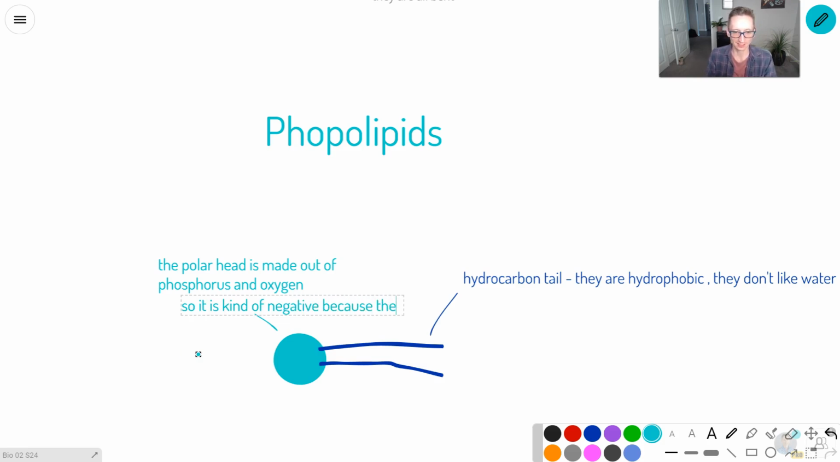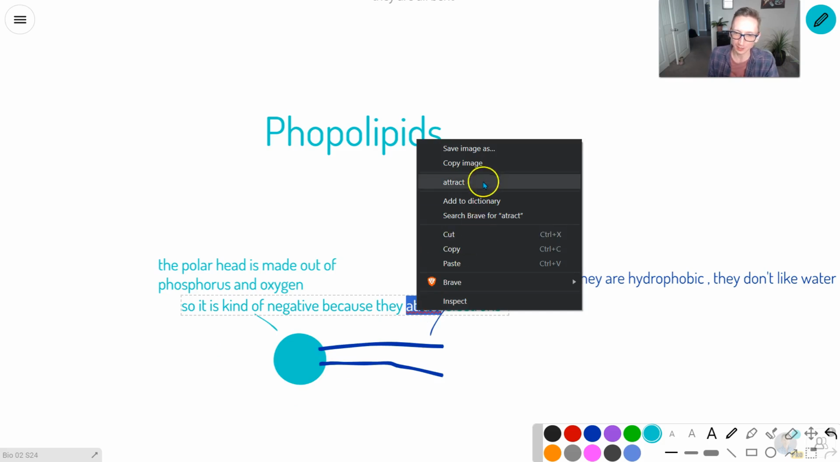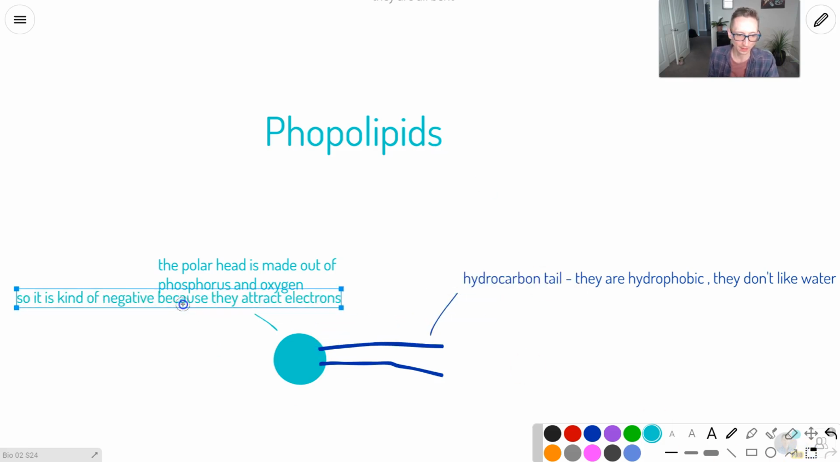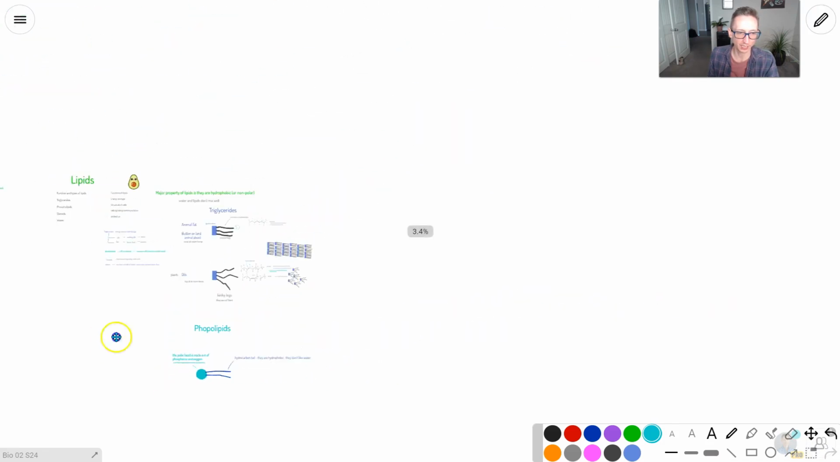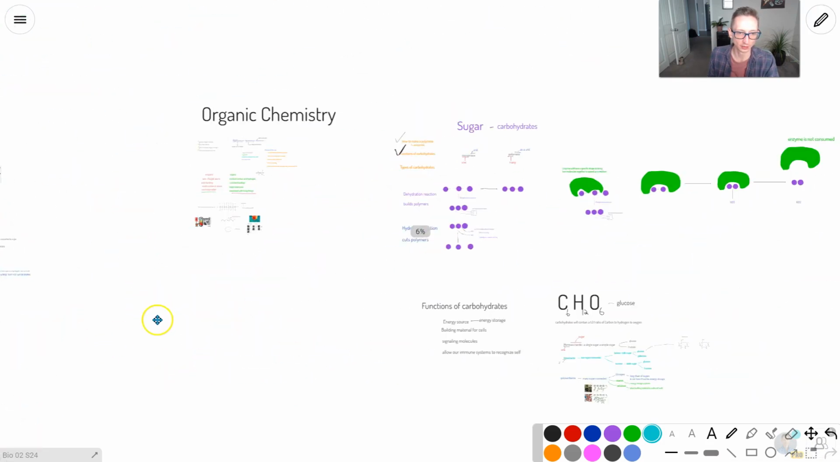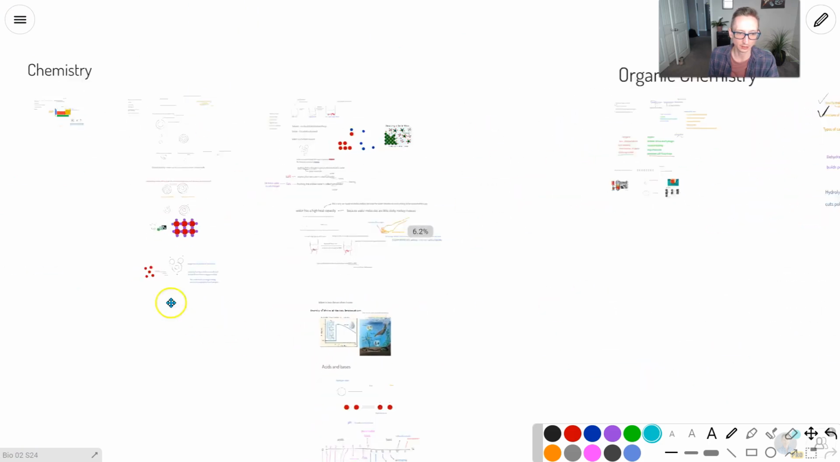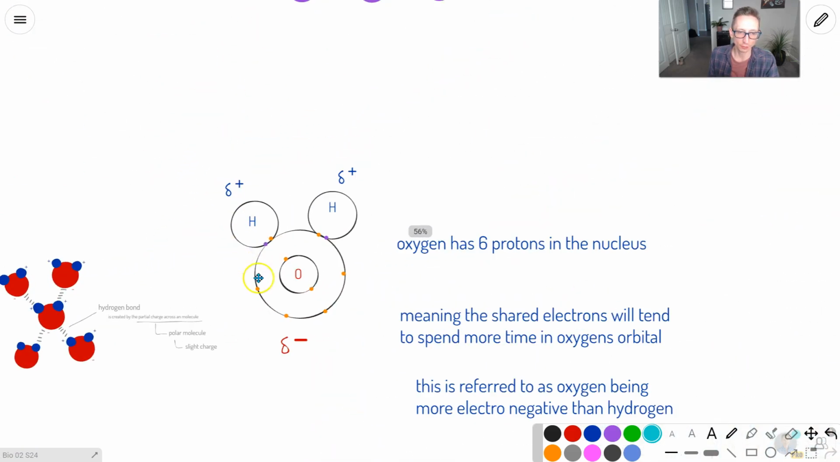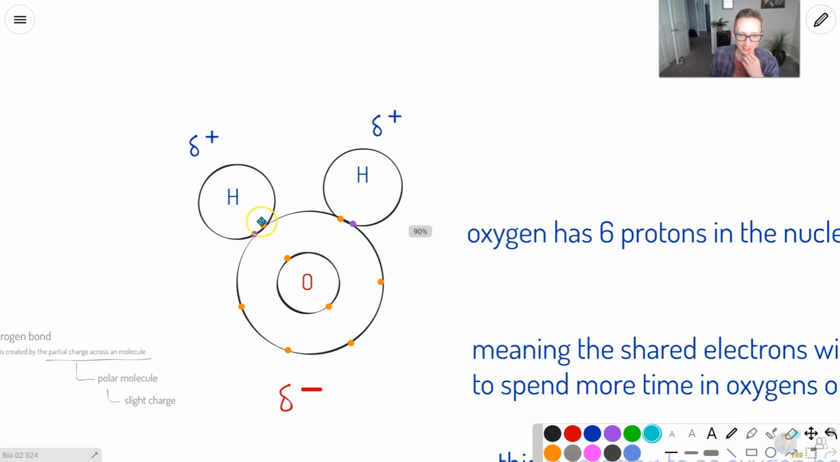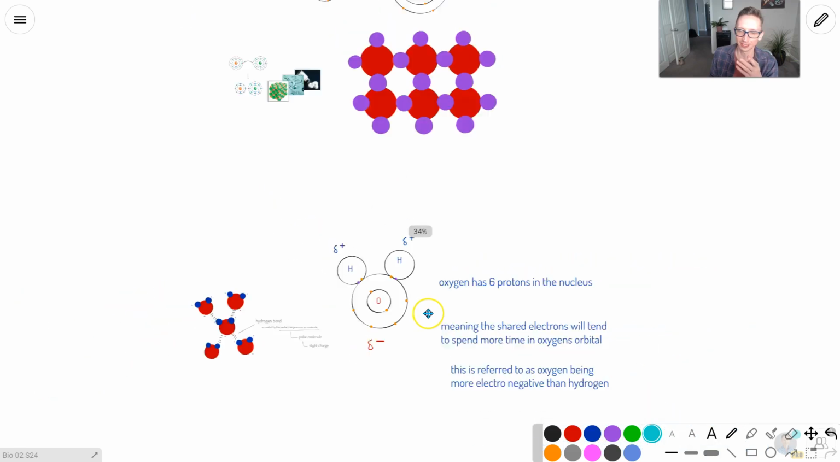Because they attract electrons when they're part of a molecule. Electrons like to spend time with phosphorus and oxygen. Okay, if we go back just to this water molecule again and just look at that, the reason why oxygen and phosphorus is even more what's called electronegative is because these electrons want to spend more time with oxygen than they do with hydrogen. And so that makes oxygen slightly negative.